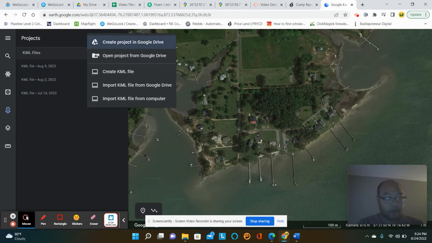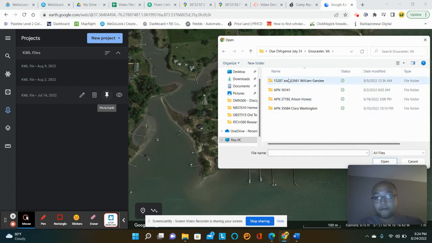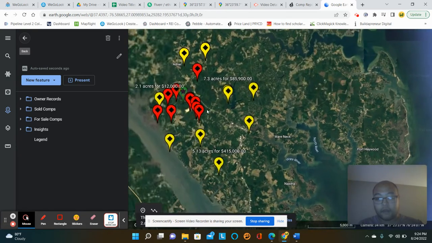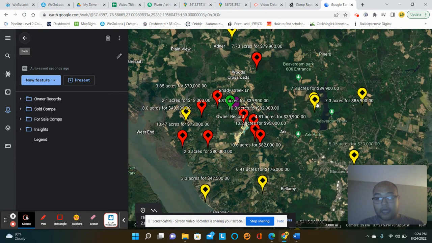Okay, so here you go: new project, and then it says create. You're going to import it. I just put it on my computer, so let me show you. Due diligence. I think this was the file. Yeah, this was it. Okay, so the green is the property. Yellow, I believe, is the sold data, and red is the for sale.